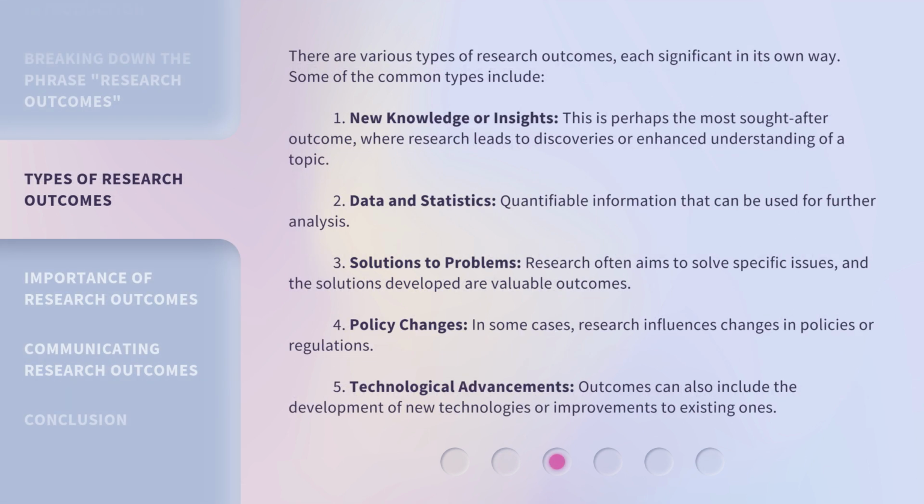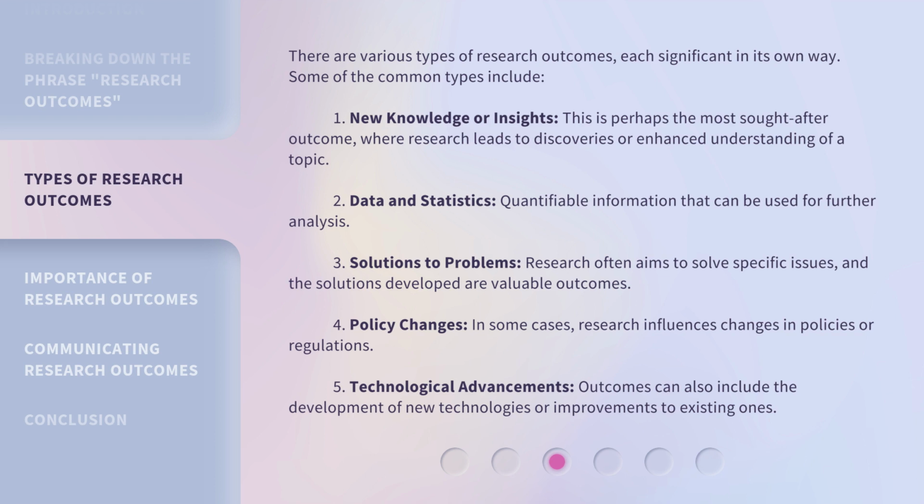There are various types of research outcomes, each significant in its own way. Some of the common types include: 1. New knowledge or insights. This is perhaps the most sought-after outcome, where research leads to discoveries or enhanced understanding of a topic. 2. Data and statistics. Quantifiable information that can be used for further analysis.